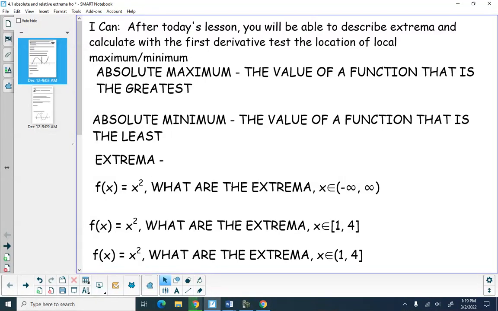The absolute maximum is the value of the function that is the greatest. Okay? You're given a function value f of x, and it maxes out. It has a maximum value. It does not go any higher than a specific value. Or it has a minimum value. It does not go lower than this specific value. So we talk about absolute maximum, absolute minimum. It's a value that's the greatest or the least that the function can obtain.